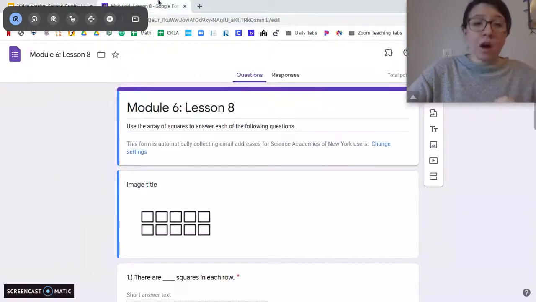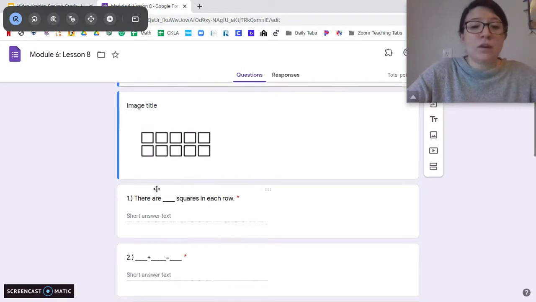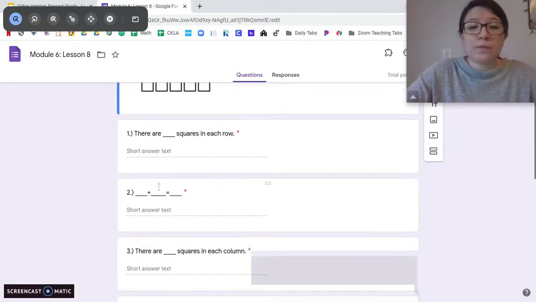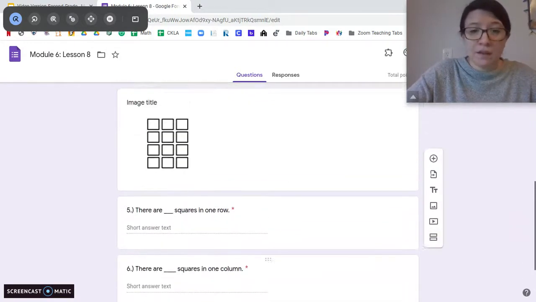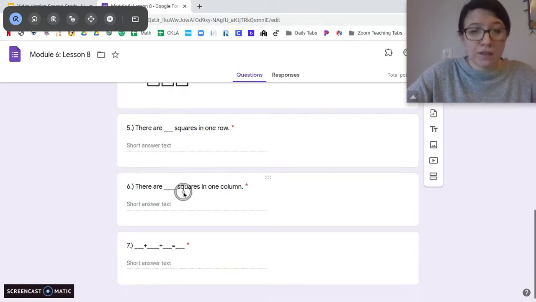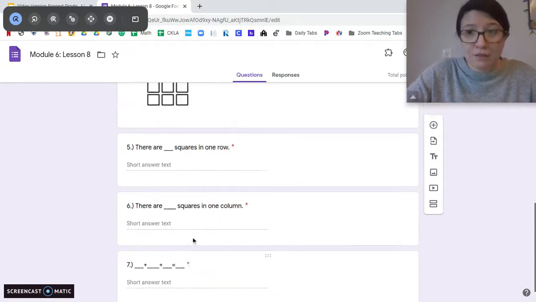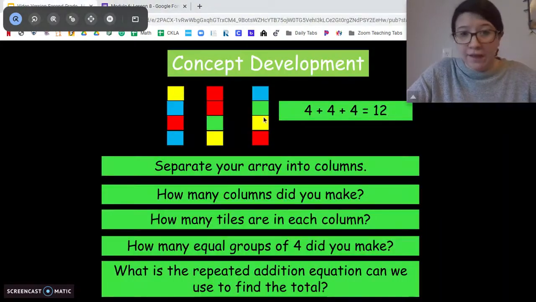Awesome. On your exit ticket today, you're going to be taking these pictures and you're going to be telling me how to write the repeated addition sentences for them, okay? So your first step is to tell me how many squares are in the row, how many squares are in the column, and then you're going to write the repeated addition sentence, just like we were doing here, okay? Repeated addition sentence with the answer. You got this. Have fun.